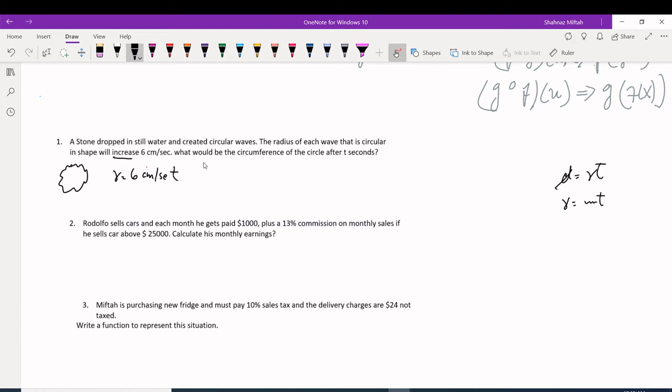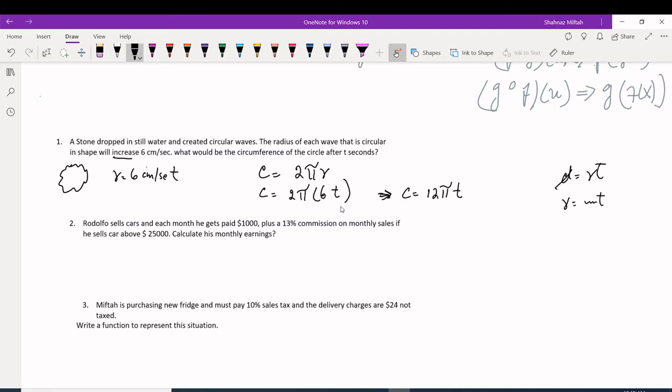So that's one equation. What would be the circumference of the circle? Circumference is 2 pi r, we know that. So let's plug in everything. C is equal to 2 pi, and r is 6t, right? Then all you have to do is C equals 6 times 2 is 12, pi t. Do I have a circumference given?